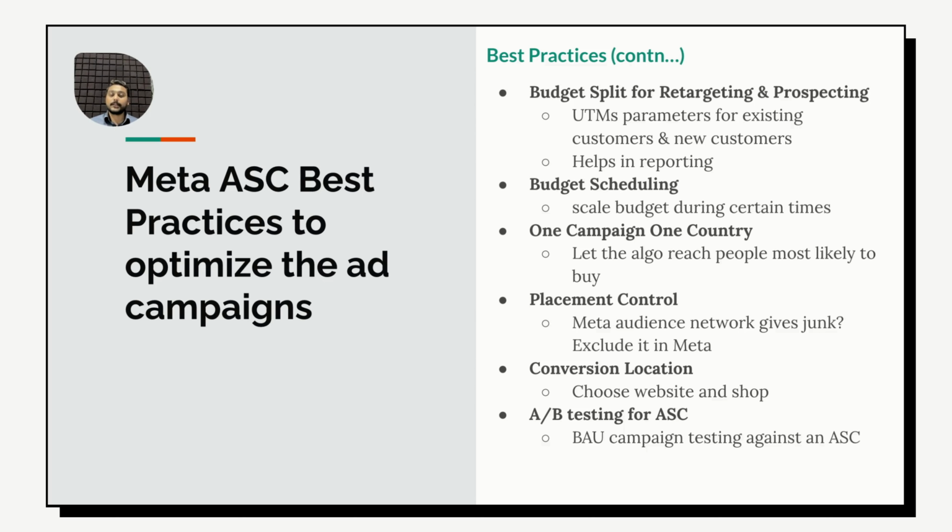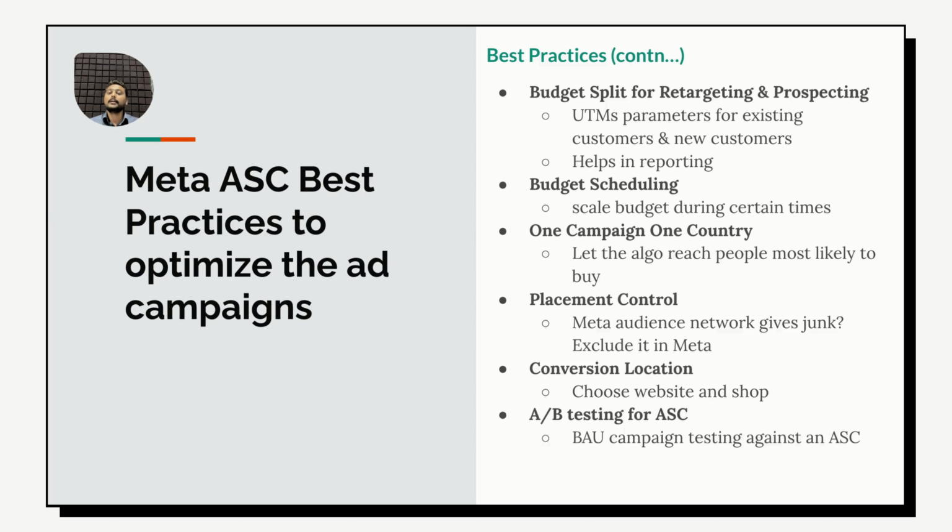Next, A/B testing. Meta advantage shopping campaigns offer you a scope to experiment and test how advantage shopping campaigns perform with BAU campaigns, that is business as usual campaigns. That is the best way to find out if the advantage shopping campaigns are working for you or not. So follow these best practices and test out the advantage shopping campaigns and find out if it is working for you or not.